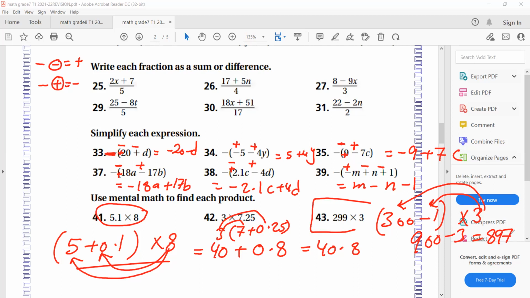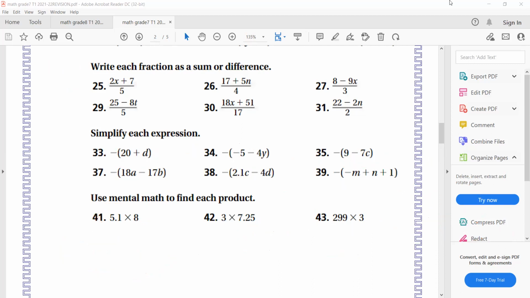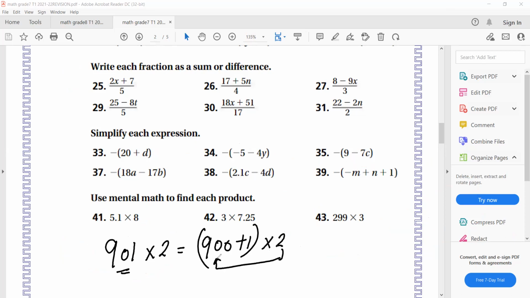Okay, my dear, easy? Miss, can you explain it again? Number 4, if I have 901 times 2. 901 equals 900 plus 1. Multiplying by 2, then 2 multiplied by 900, and 2 multiplied by 1.